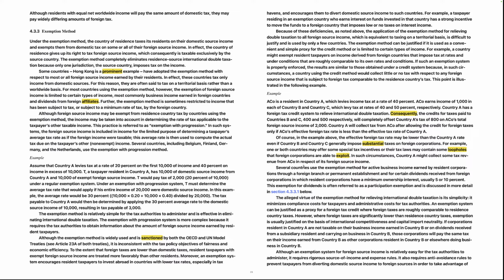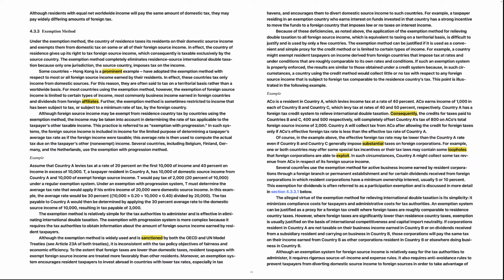Some countries use the exemption method for business income earned by resident corporations through a foreign branch or permanent establishment, and for certain dividends received from foreign corporations in which resident corporations have a minimum ownership interest, usually 5 or 10%. This exemption for dividends is often referred to as a participation exemption and is discussed in more detail in the section below.